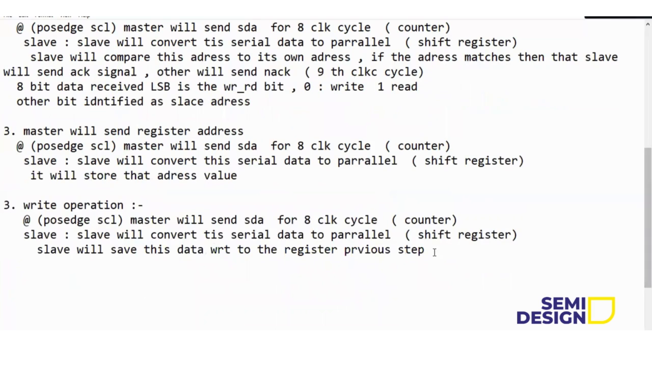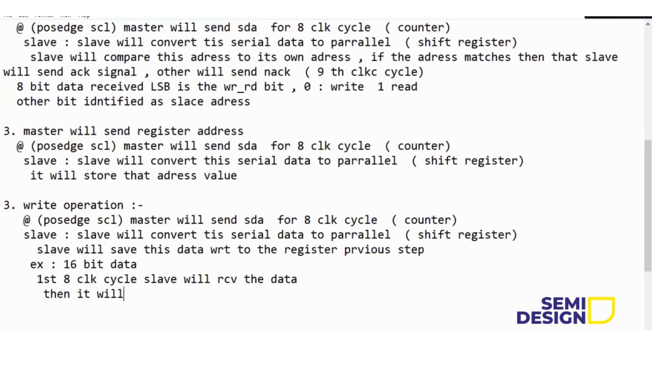Now just assume instead of 8-bit you want to send 16-bit data. Then what will be the process? Same 8 clock cycles, 8 clock cycles. So in the first 8 clock cycles, slave will receive the data. Then it will send ACK or NAC. Then in the next 8 clock cycles, again it will receive data and send ACK or NAC.